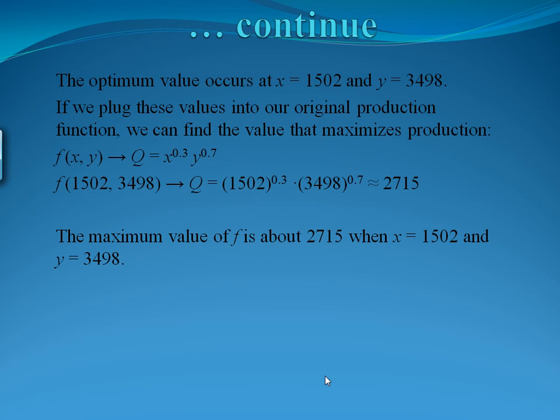If we plug these values into our original production function, we can find the actual value that maximizes this production. We found the raw material values, but let's find the actual level of production. So our original equation was q equals x to the 0.3 times y to the 0.7. We plug in our x and y values, and we get that the level of production will be 2,715. So the maximum value of f is 2,715, and that occurs when x equals 1,502 and y equals 3,498.